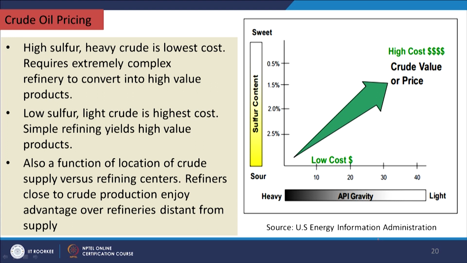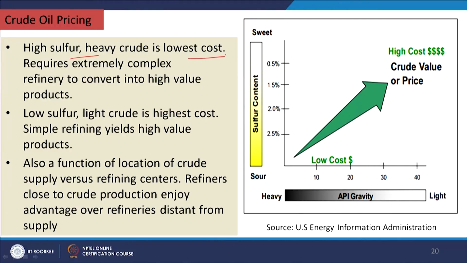Now, how is the crude oil priced, on which basis is the cost decided? Obviously, it is on its quality, and degree API and sulfur content are both considered for its pricing. In the case of coal, we discussed that ash content and moisture content were considered. In this case, sulfur and API are used to fix the price, and high sulfur heavy crude is obviously low cost.